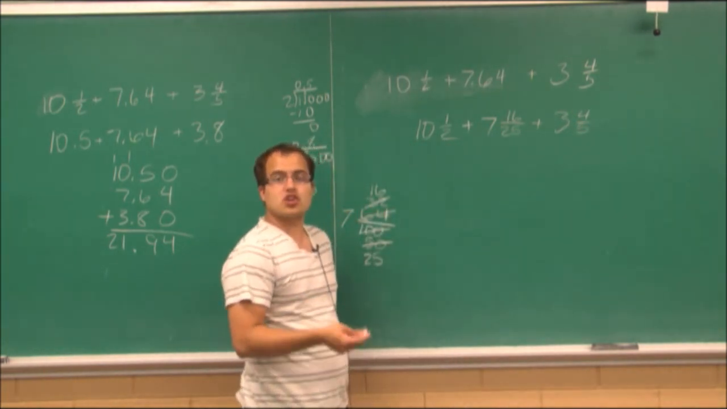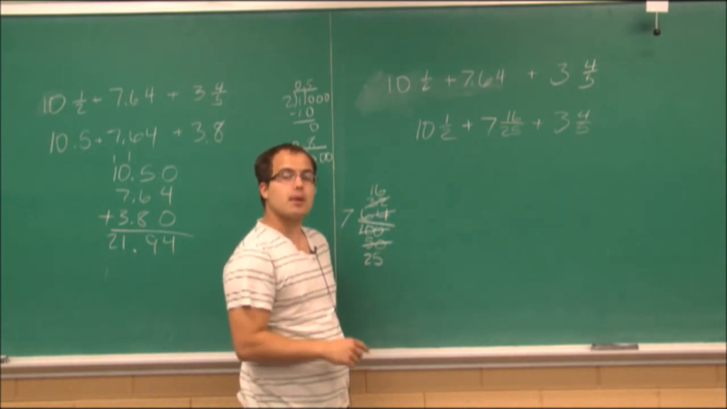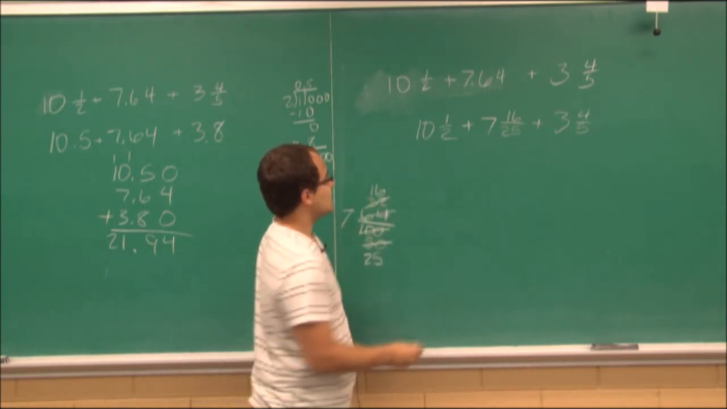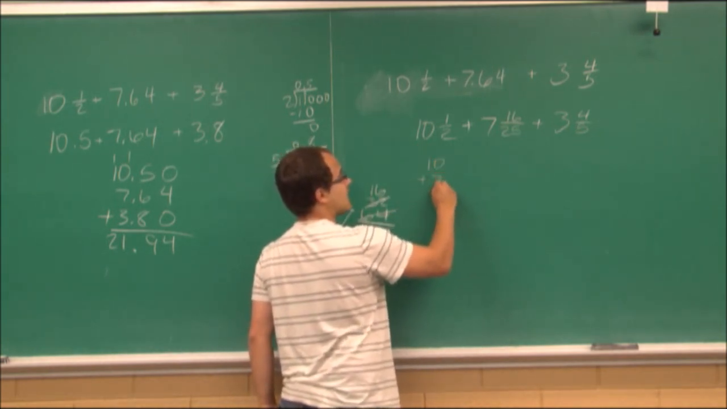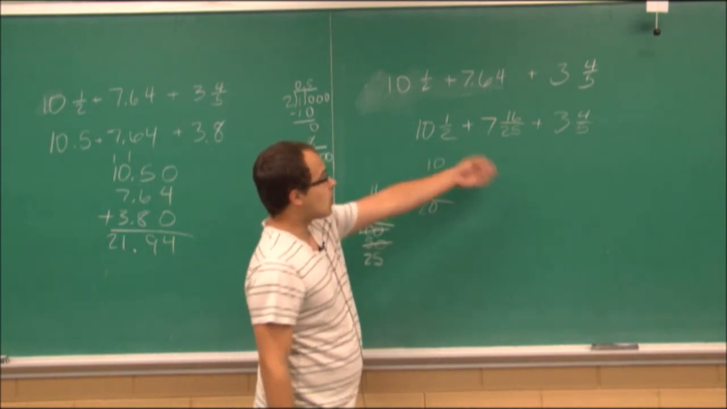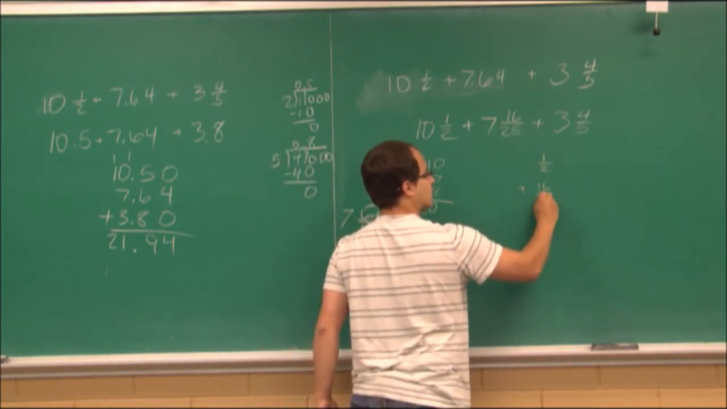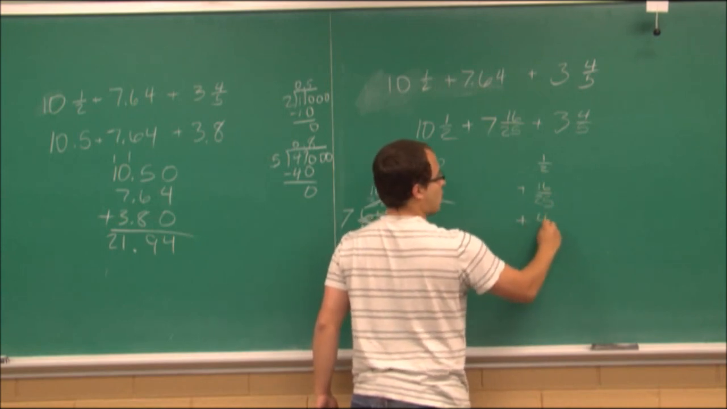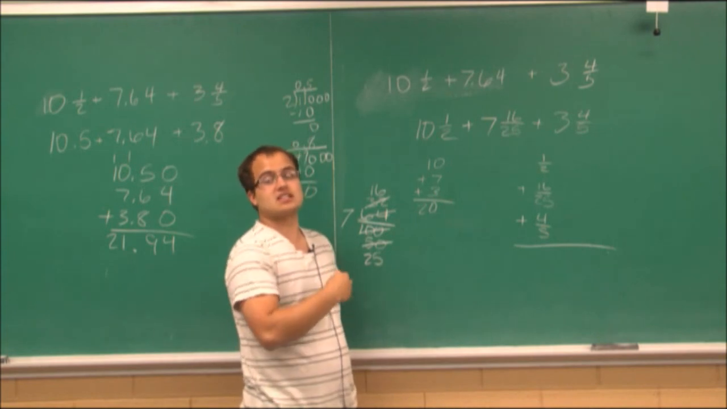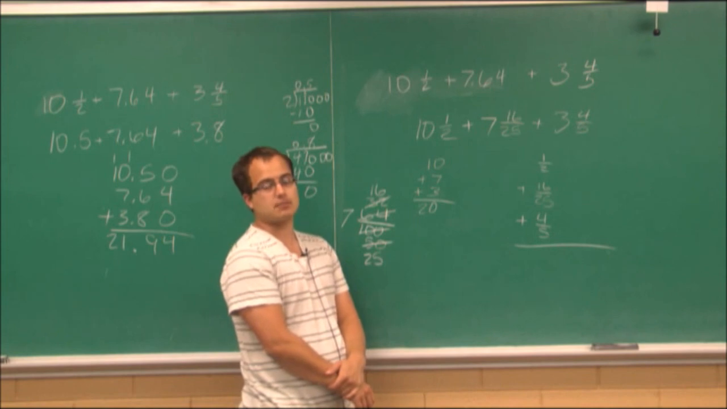Now, if you remember from your addition of mixed numbers, what you can do is you can add your whole number parts together, then add your fraction parts together separately. So I can take this 10 plus 7 plus 3, which gives us 20, and then off to the side do 1/2 plus 16 over 25 plus 4 over 5. Now this is where this method takes a little bit of time, because you have to find the LCD when they don't have common denominators.